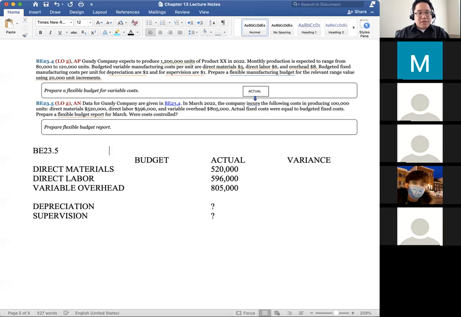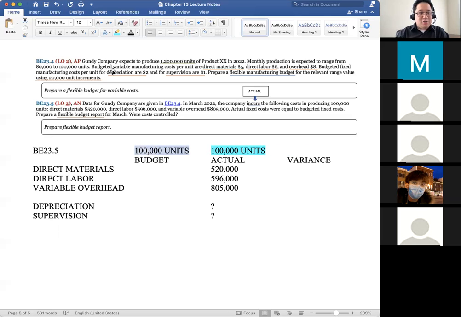Okay, so we actually made 100,000 units. That's what it says in the problem. Right. So I want to make a budget to figure out how much cost I'm supposed to have if I make 100,000 units.